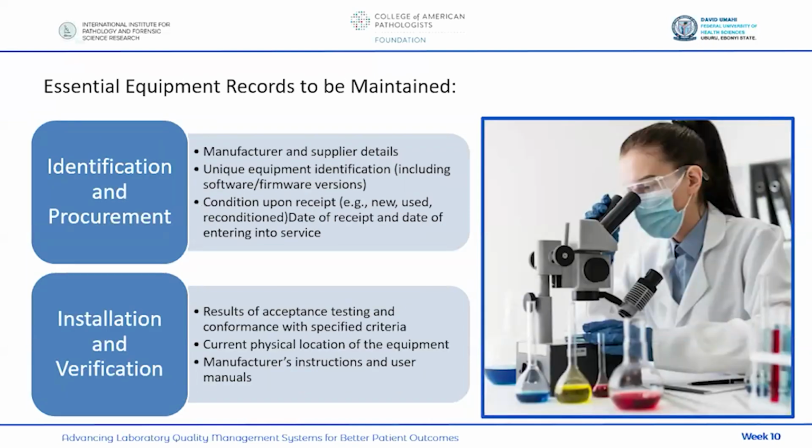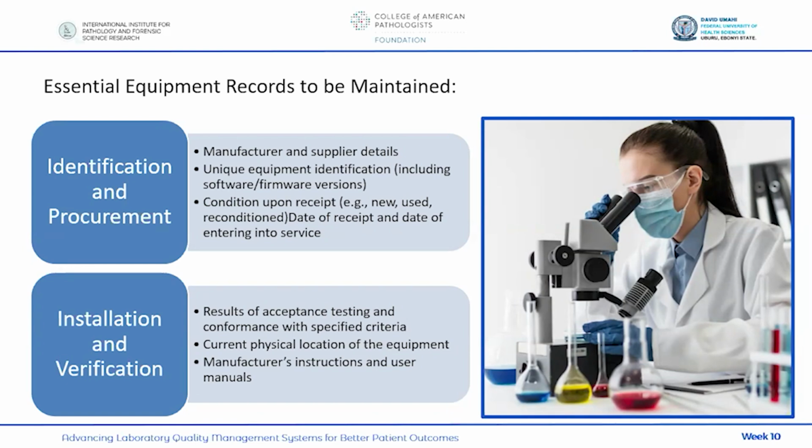Now, for this maintenance, it was part of what we talked about: documentation. So for every equipment in the lab, we are familiar with our equipment book of life, our equipment logbook, okay? There are records that must be maintained for every equipment in your laboratory. Now, first is identification and procurement. You need to state the manufacturer and supplier details. Each equipment should have a unique identifier, including the software and firmware versions.